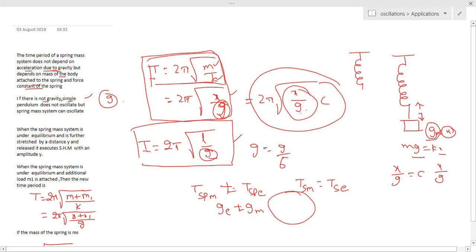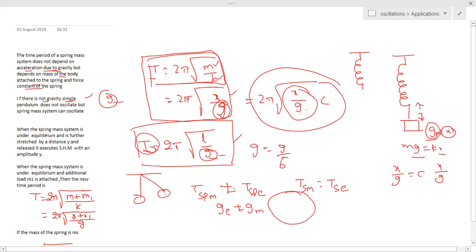But in the case of the simple pendulum, the g factor is there. So in no gravity space, that means no g, this simple pendulum will not oscillate. What does that mean? This is my mean position. In order to oscillate, I bring this bob to the extreme position. Since there is no gravity, it will stay at this position. It won't oscillate. That is the meaning of no oscillation. This bob will remain at some fixed point.